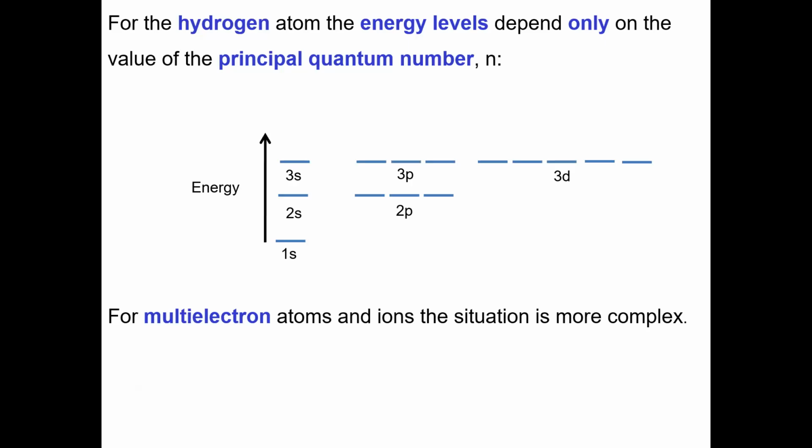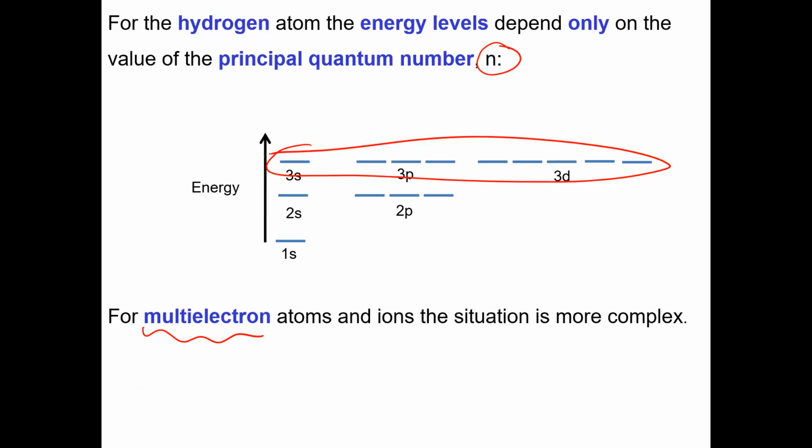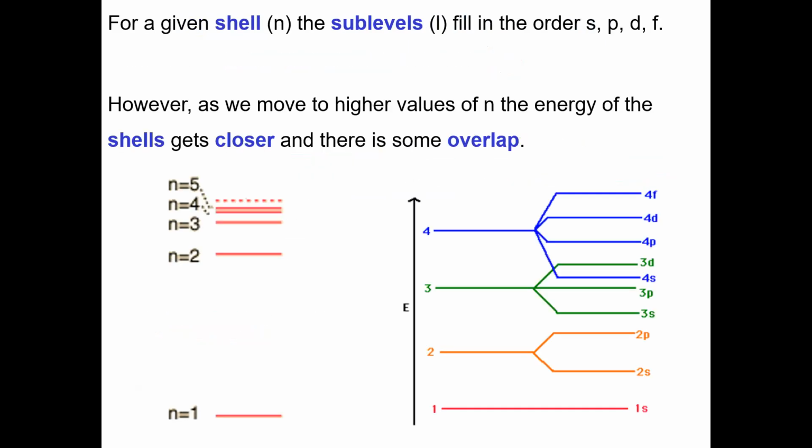So it turns out that for the hydrogen atom, the energy levels depend only on the value of the principal quantum number n. That is, the different subshells within a shell don't affect the energy of the electron. And that's why the Bohr equation works with just the one quantum number n in there. However, as soon as we put more than one electron into our atom or ion, the situation becomes more complex, and the different subshells that make up a shell are no longer equivalent in energy.